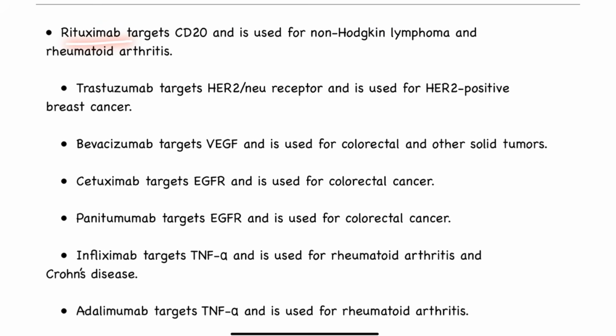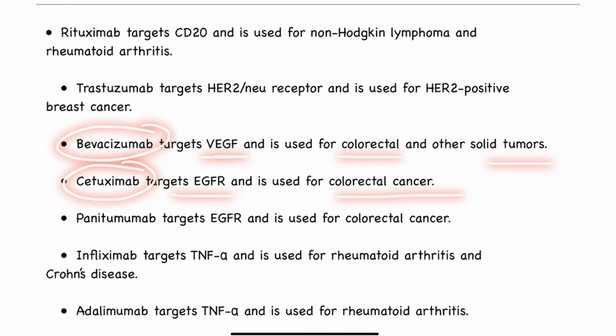So rituximab, CD20 blocker, used for non-Hodgkin lymphoma and rheumatoid arthritis. Trastuzumab is used as a HER2 receptor blocker for HER2 positive breast cancer. Bevacizumab targets the VEGF blocker, colorectal and solid tumors we can use. Cetuximab is used for blocking the EGFR, colorectal cancer. Panitumumab again blocks the EGFR, colorectal cancer.